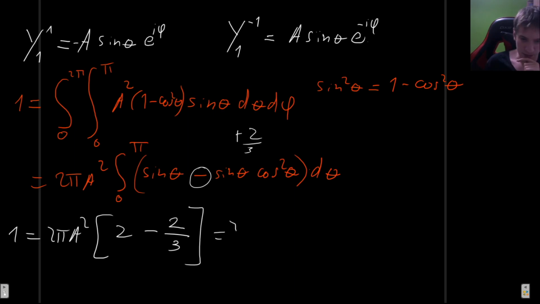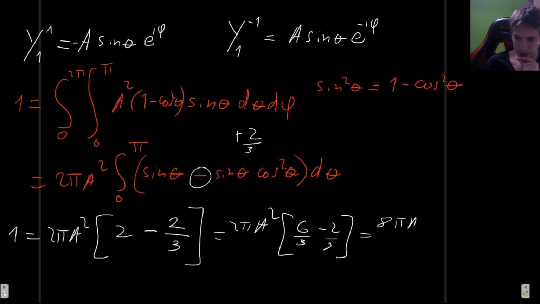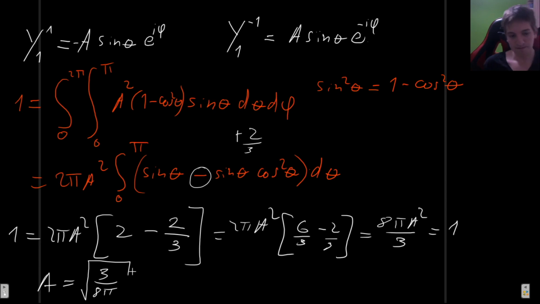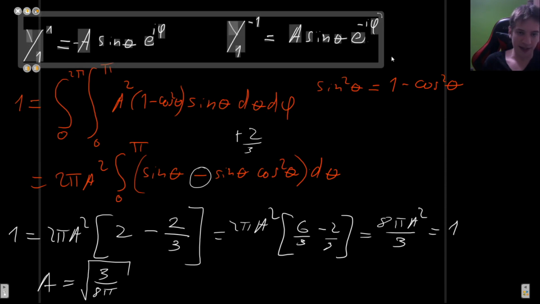And well, so 2 pi a squared. This 2 right here, we can write it as 6 divided by 3 minus 2 divided by 3, which is going to be 4 divided by 3. And multiplying by this 2, we're going to have 8 pi a squared divided by 3. This has to be equal to 1, so a will just be 3 divided by 8 pi, and take the square root of all of that. Okay, so this right here is the normalization constant for both of these cases.